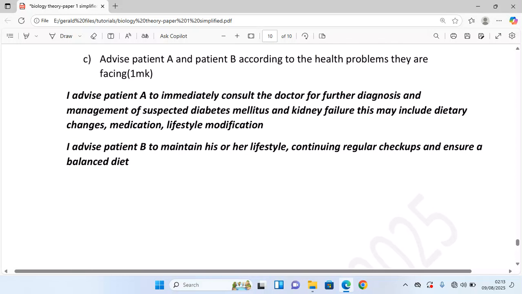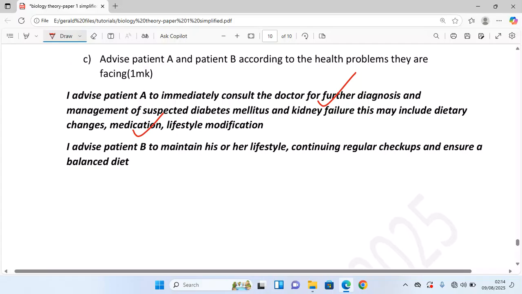And then the last point of that item is an advice to patient A and patient B according to the health problems they are facing. And number 1, patient B doesn't face any disease, but patient A has diabetes mellitus and kidney damage. So what do we say? I advise patient A to immediately consult the doctor for further diagnosis, because that test using urine samples and testing for proteins and glucose is a preliminary test. We do further tests and management for suspected diabetes and kidney failure, which may include dietary changes and lifestyle modification.